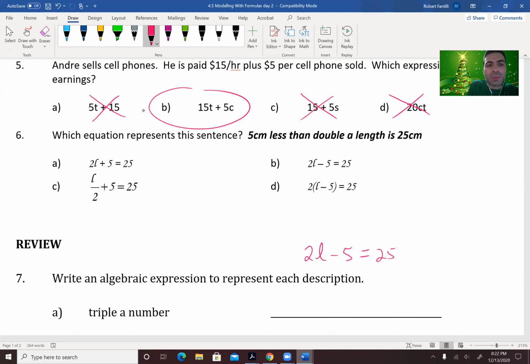So 2L plus 5 is incorrect because it's adding 5, not less, 5 centimeters less than something. Okay. L divided by 2, the length divided by 2. Well, are we dividing the length by 2 or are we doubling something? We're doubling. So that's definitely out. Double a length minus 5 is 25. There we go. And the reason why the last one is incorrect is because you're doubling the length, distributive property, but you're also doubling what you're subtracting, the minus 5. So that's not right. So B is our correct answer there.